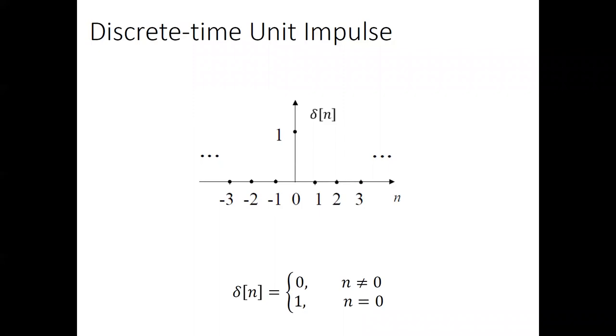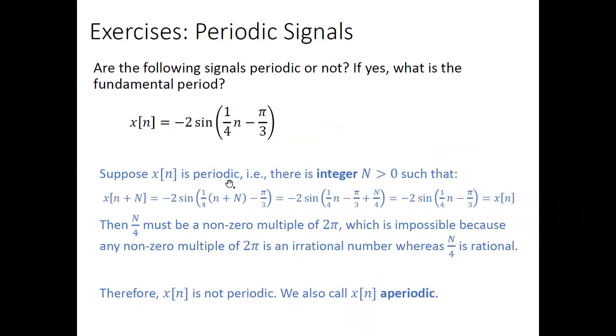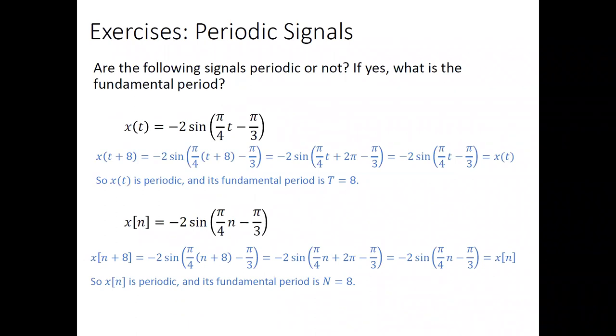A question from a student: can I use capital T plus 2 to check if it is periodic? Not sure what is meant by T plus 2. Is it for the continuous time case or discrete time case? I suppose for the continuous time case, right? So if you use t plus 2, then you have sine of the same thing plus pi over 2. And we know that when we change from sine alpha to sine alpha plus pi over 2, what we get is a cosine alpha. So it's no longer the original signal. That's why t plus 2 is not an answer. I'm not sure if I answered that question correctly.